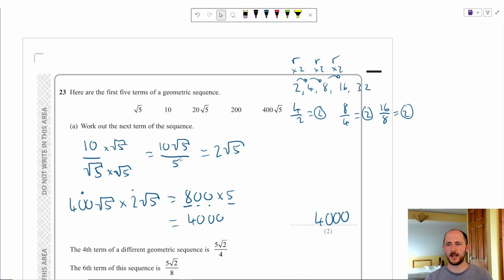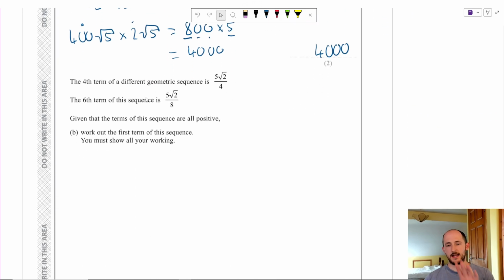4,000. Okie dokie. Now, the fourth term of a different geometric sequence is 5 root 2 over 4, and the sixth term is 5 root 2 over 8. Given that the terms of the sequence are all positive, work out the first term of the sequence. Cool. This is going to be a bit trickier.